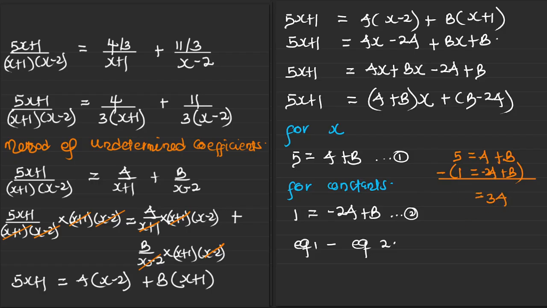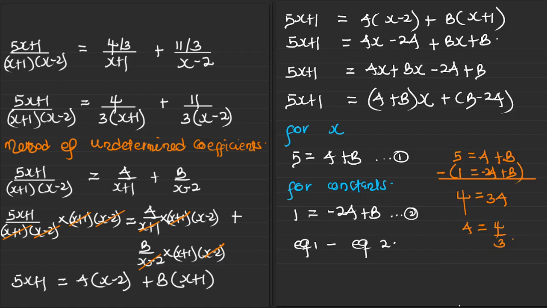And then finally, we have a 5 here minus 1. That gives us a 4. Making A the subject, we would have A equal to what? 4 over 3. And if you have your A as 4 over 3, you just substitute your A into any of the equations.